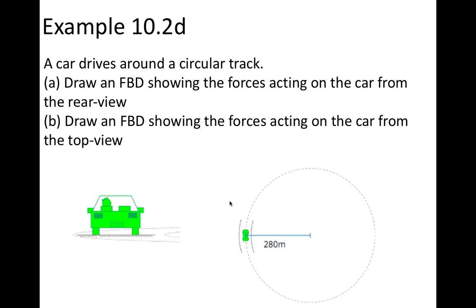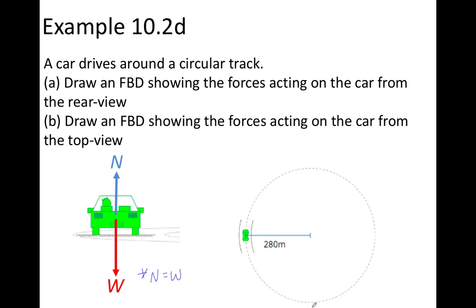So from the rear view, we've got the weight acting down and we've got the normal force acting up. In this case, there is no motion in the y direction, and so we should know that the normal force is going to equal the weight of the car. The car is moving in a circle, so there has to be a force that is pulling the car towards the center of the circle.